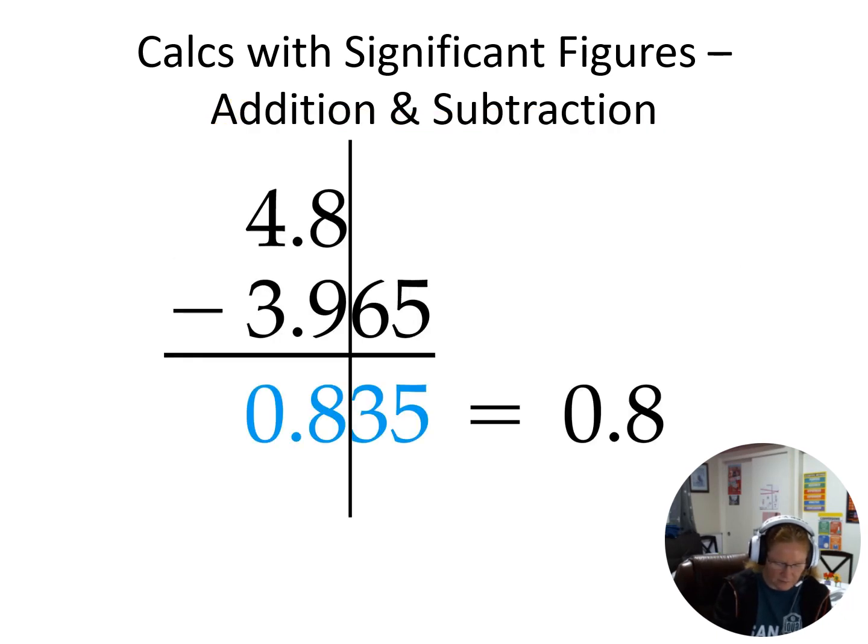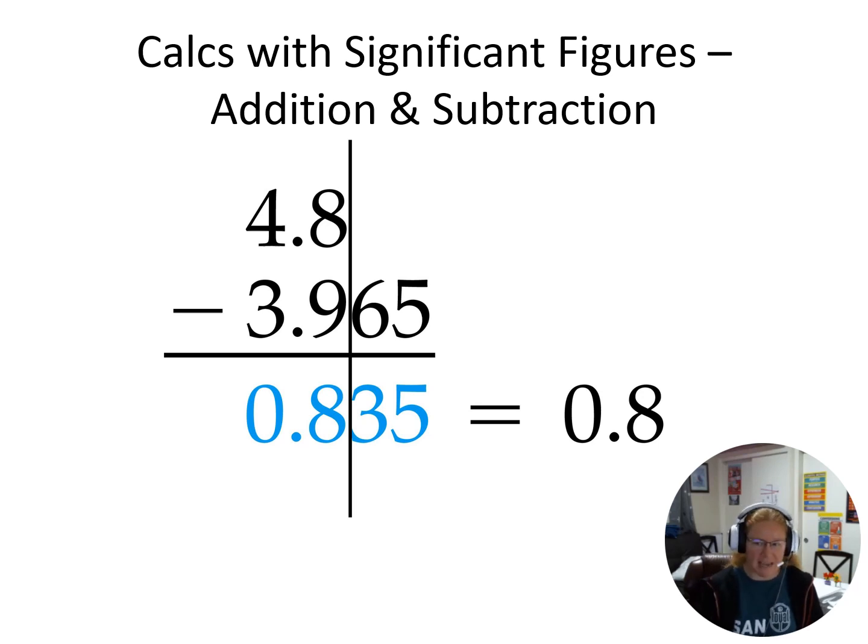Okay, so let's take a look at this right here. So this first one, I had this 4.8, 1 decimal point, minus 3.965, 3 decimal points. So 1 decimal point is less than 3. So we can only keep that 1 decimal point. When we look at this, I have 0.835 is my answer. So now I need to round.